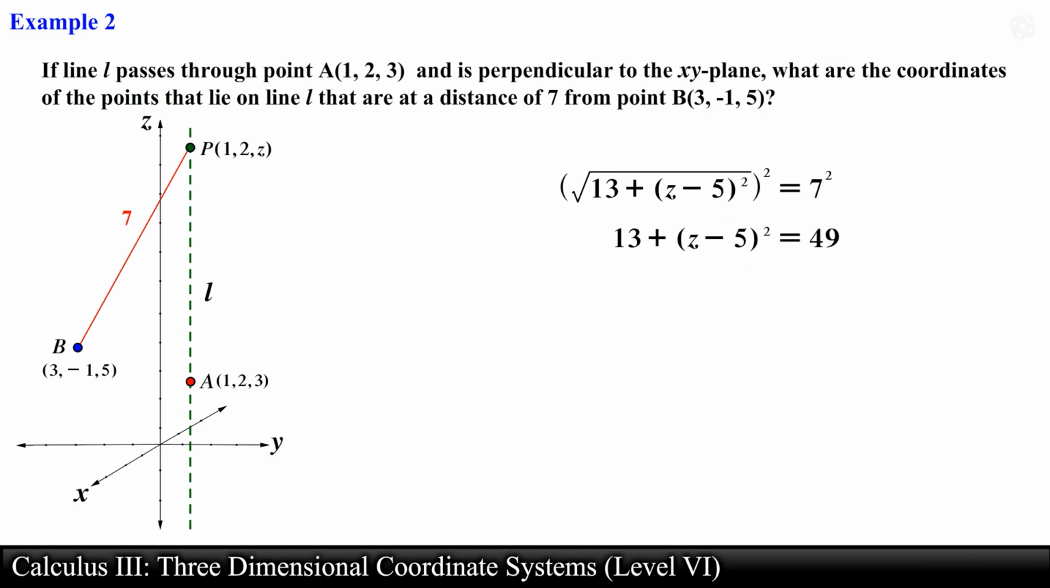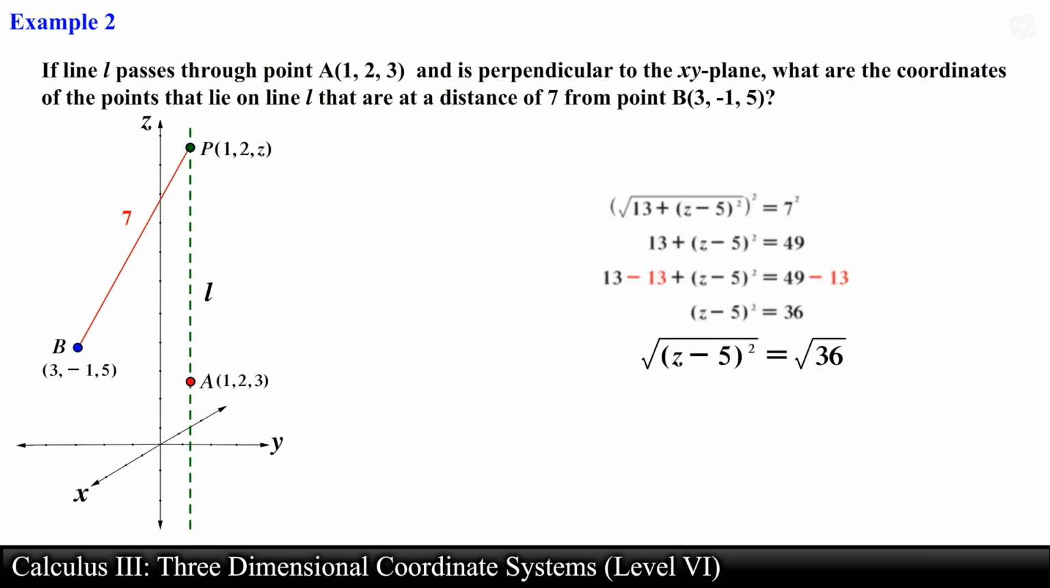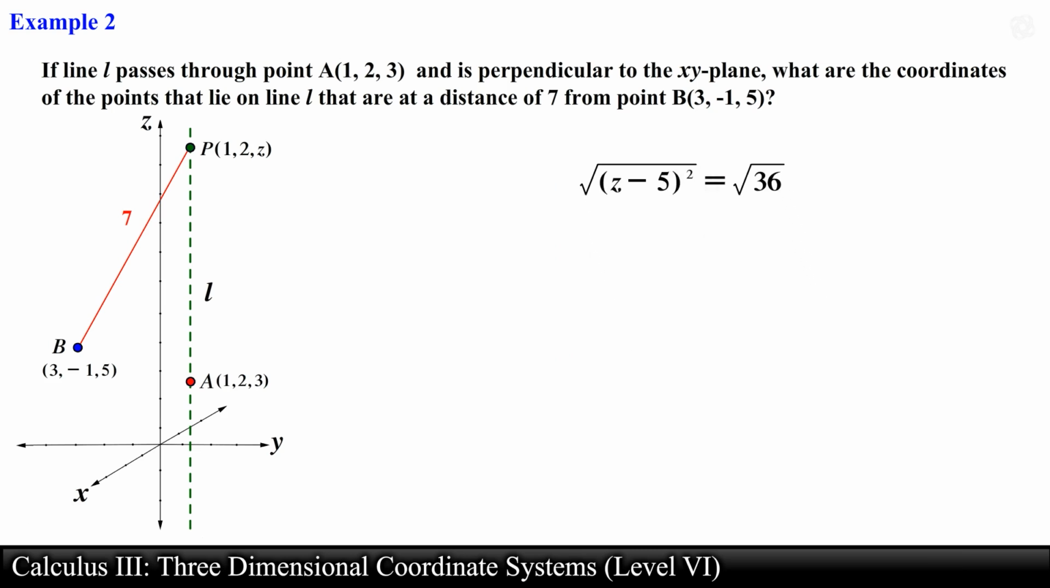Doing that, we obtain the following expression. Next, we subtract 13 from both sides. Then we go ahead and take the square root of both sides. Here we have to be careful. Recall that when you take the square root of a quantity squared, this expression reduces to the absolute value of the quantity.